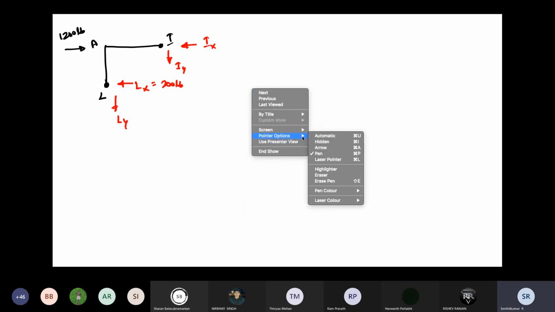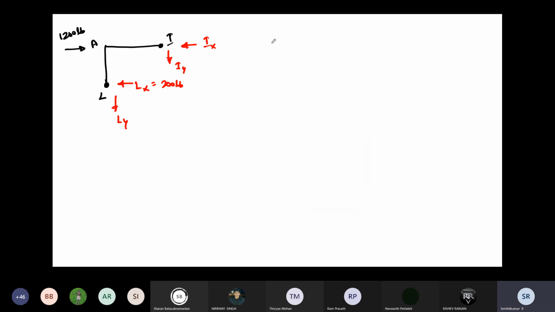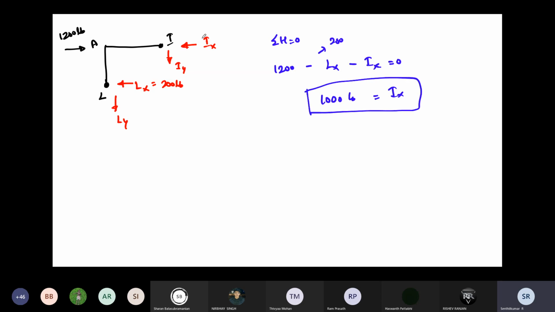Okay. So now the thing is very easy. So sigma H equal to 0, you just put 1200 minus Lx minus Ix equal to 0. So Lx we know that 200 LB. So this is 1000 LB will be equal to Ix. So whatever your assumption of direction is right. So Ix is 1000 LB.